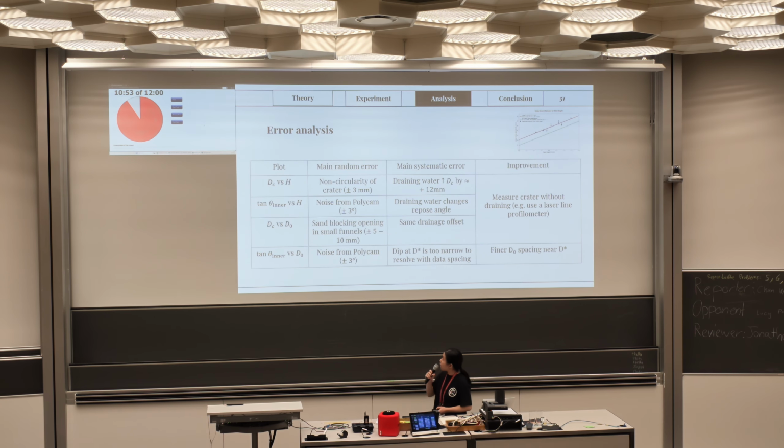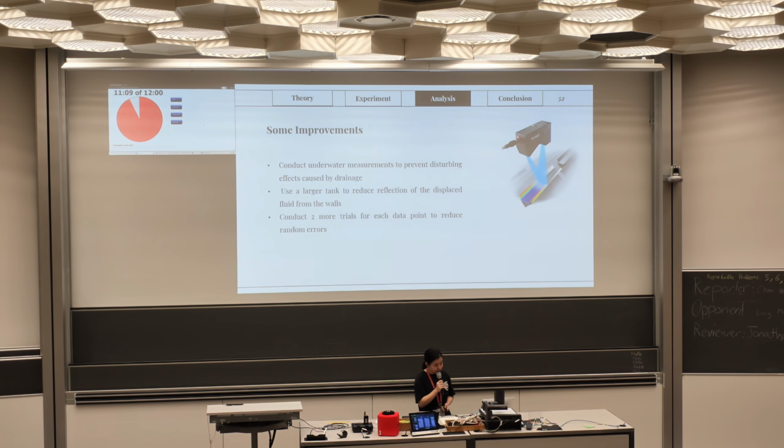Summarizing, the dominant systematic error across all diameter plots is a drainage-induced increase in the crater diameter. For the slope measurements, noise from the 3D scanning introduces the random errors. To improve, we should measure the crater without draining, for example, by using a laser line profilometer. A larger tank can also be used to prevent the reflection of the displaced fluid. Finally, we can also increase the number of trials from 3 to 5 to reduce the random errors.